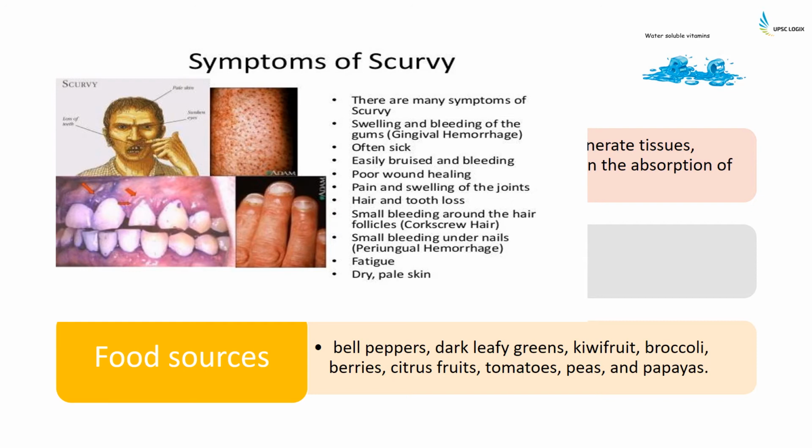wound healing, pain and swelling of the joints, hair and tooth loss, small bleeding around the hair follicles, which is known as corkscrew hair, then small bleeding under the nails, fatigue, dry pale skin. These are all symptoms of scurvy. It is not just a disease of the gums; the gums are just a part of the disease.